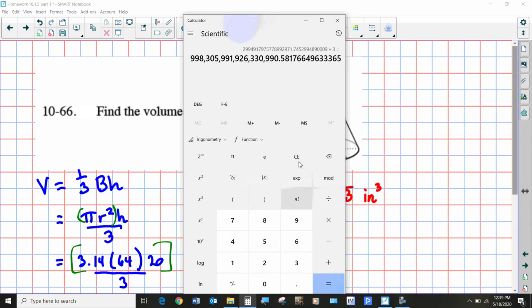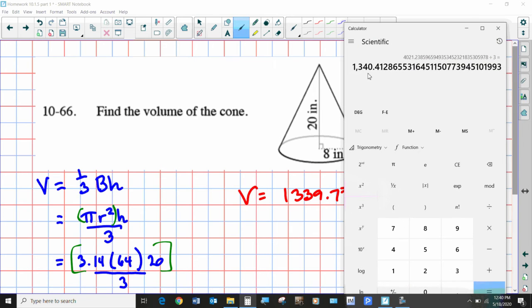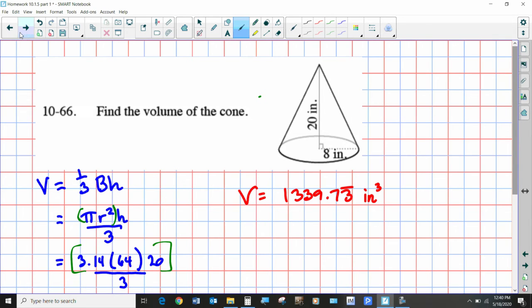Now, if you had chosen to use pi, you probably got something close. Let me do this again, where we take 64 times 20 and then multiply that times pi and then divide it by 3 because that's what happens when you take 1/3 of it. And then my answer for that was a little bit more, 1,340, which would round to 1,340. So you probably recognize that they're so close to each other that if you used the pi button, you still got the answer correct.